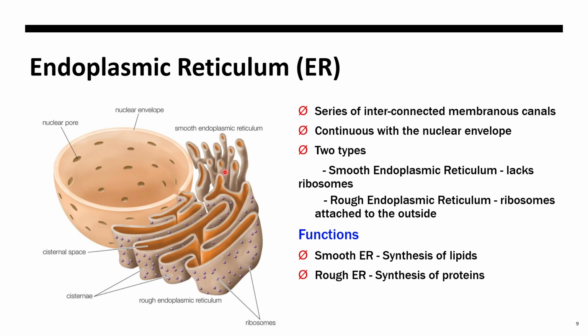It lacks ribosomes. And the other one is the rough endoplasmic reticulum. You can see on the outside surface there are ribosomes. So there are two different functions attached to the endoplasmic reticulum. The smooth endoplasmic reticulum is where lipid synthesis happens, and the rough endoplasmic reticulum, since it has ribosomes, is a place where protein synthesis happens.